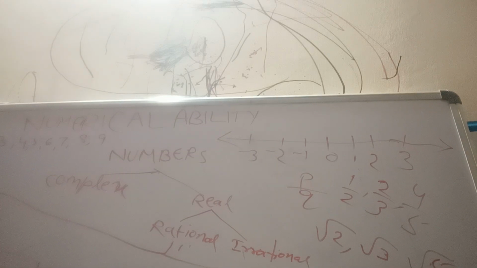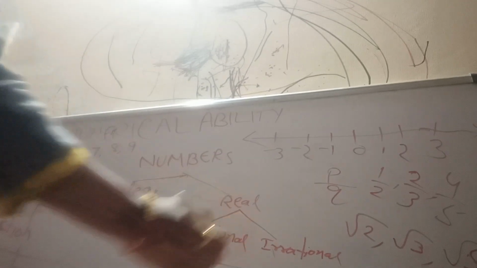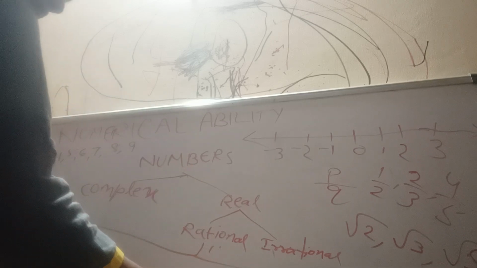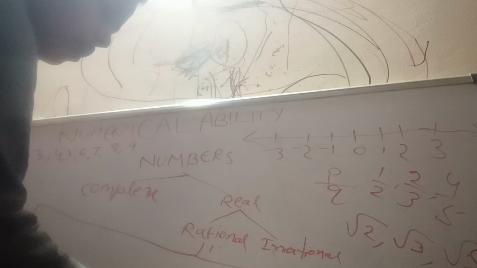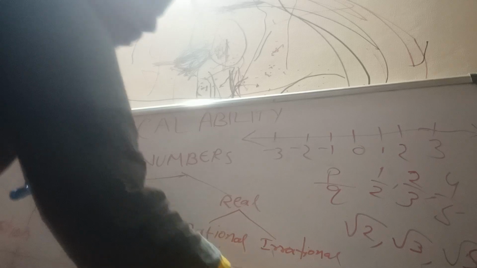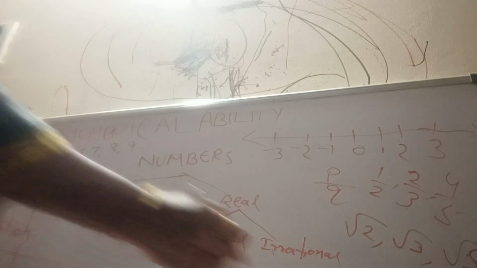Next we will go to integer. Rational number is divided into fraction and integer. First we will know about integer. Integer may be positive or it may be negative. Positive means, for example, 1, 2, 3, 4. These are all positive integers. And negative means -1, -2, -3, -4, like this. Okay.